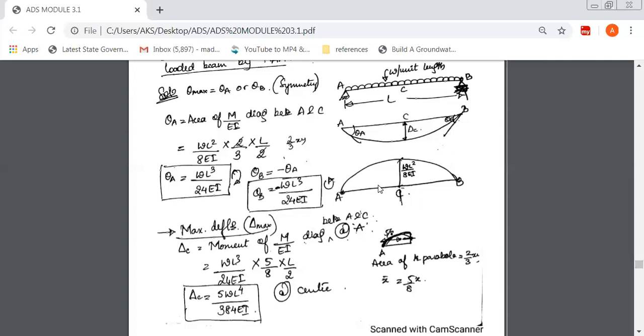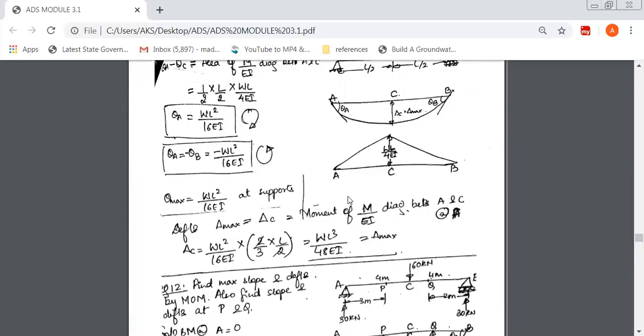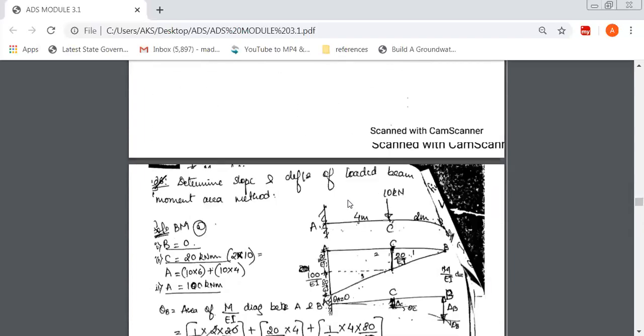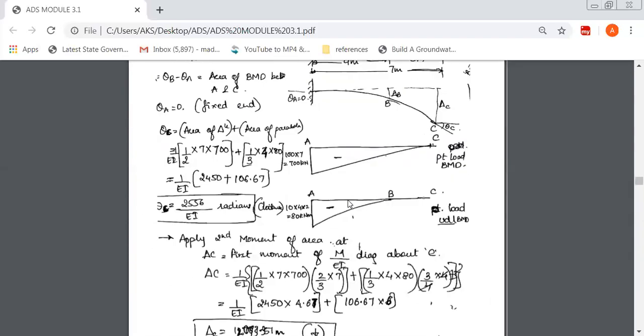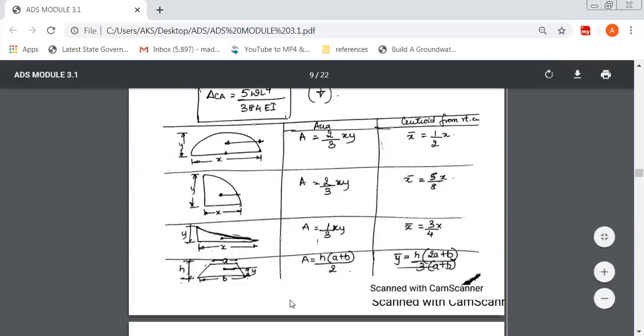Again, all these things are already shared in the PDF. If you want, I'll show it once again. The area of a parabola or a sector is 2/3 of X and Y. You can check this out here in this table. There is a semicircle, a parabolic or sector circle, a cubic parabola, and a trapezium. You can see here this is the parabola, so the area is 2/3 of X and Y.